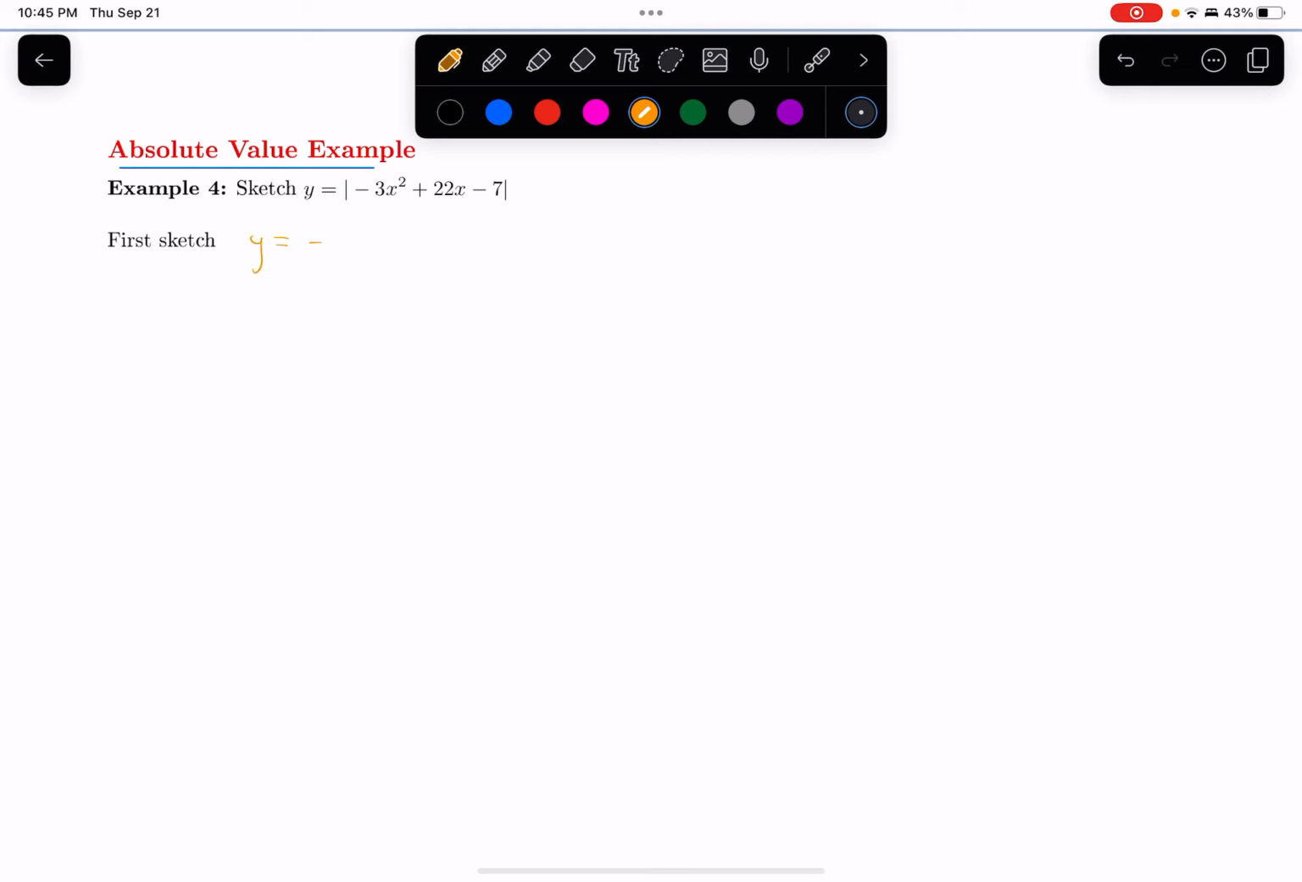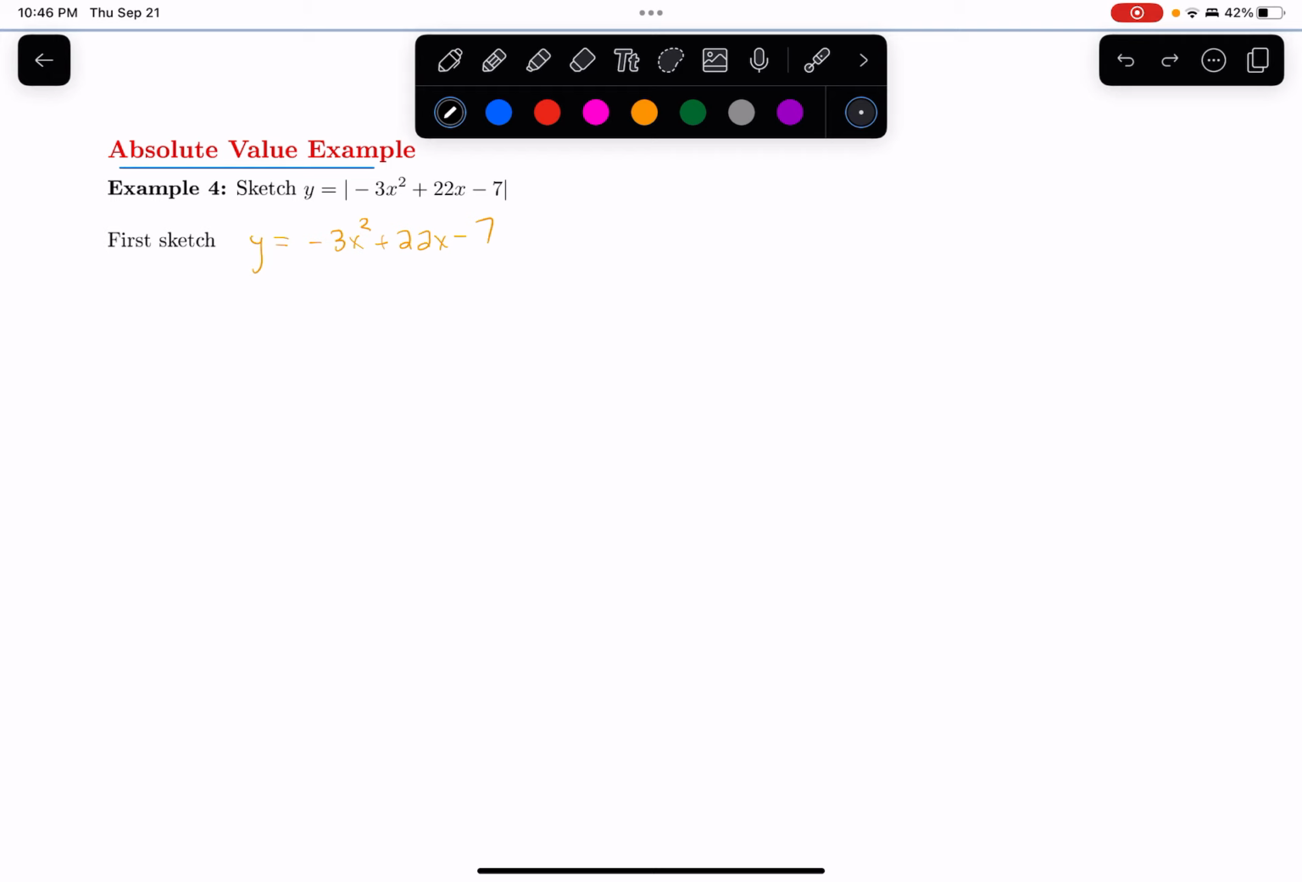So negative 3x squared plus 22x minus 7. If I were to get rid of the absolute value and graph that, then graphing the thing with the absolute value is just going to be one quick extra step. So let's start with this. This is a quadratic function, so we know the graph is going to be a parabola. The leading coefficient is negative 3, which indicates that it's a downward facing parabola. But we're going to need to find the vertex and the intercepts to draw an accurate picture.